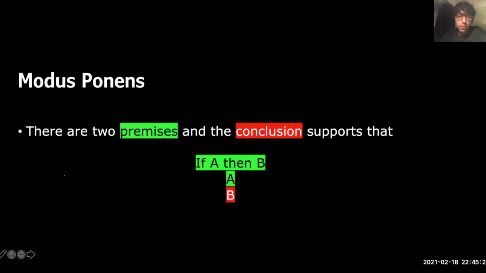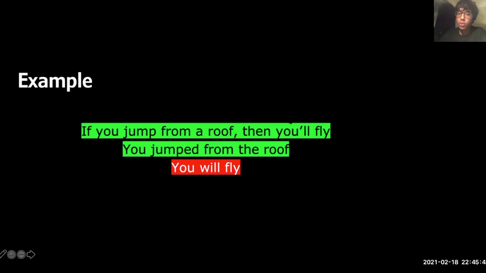Modus ponens is the first type of argument schema. There are two premises and the conclusion supports them. If A, then B; A; therefore B. So if A, then B, and A are premises and B is a conclusion. For example, if you jump from a roof, then you'll fly. Here, jump from a roof is A, and you'll fly is B. You will fly is the conclusion. So if A, then B, A happened, hence B has to happen.